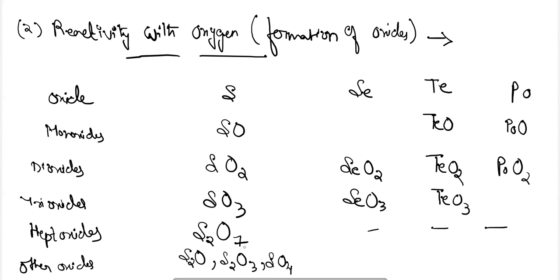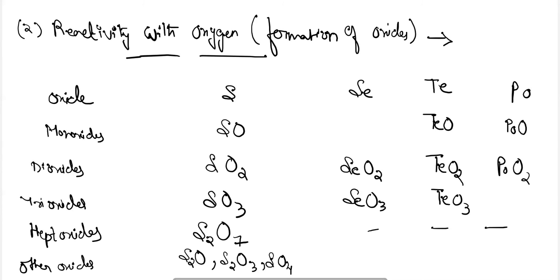Oxygen is present in the highest position in the group. It is first in the group, and due to this reason it has more electronegativity. As we go down the group, sulfur, selenium, tellurium, and polonium are more electropositive in comparison to oxygen, and due to this reason they readily behave as electropositive elements when reacting with oxygen and form oxides. So these are some of the oxides which are formed by the group 16 elements.